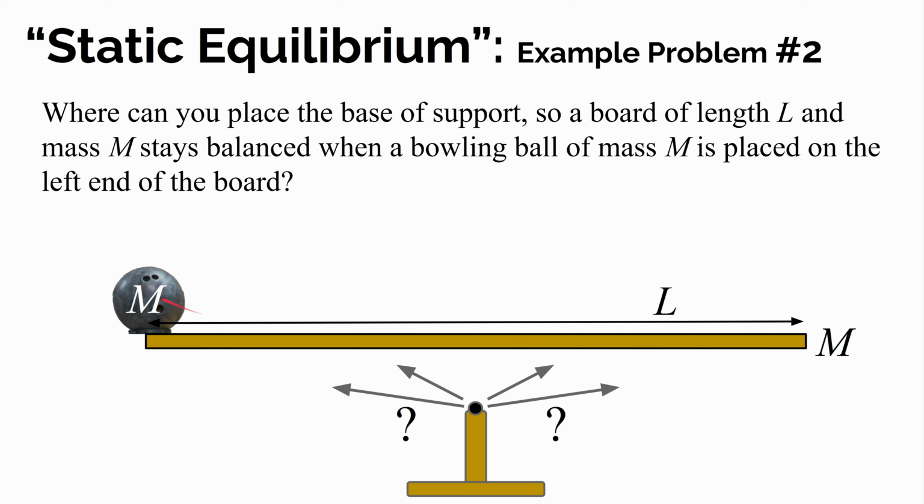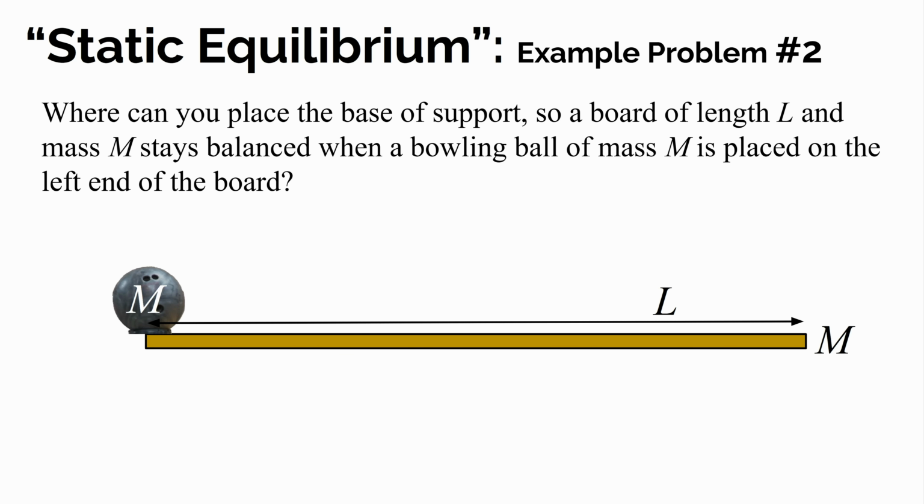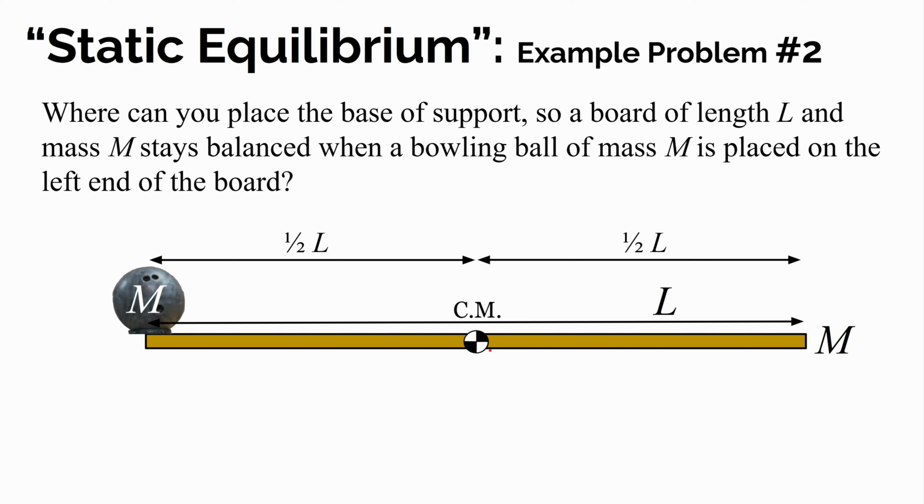We take a bowling ball that's the same mass as the board, and we put it on the left-hand side. And the question is, where could we put this base of support so that this board would stay in static equilibrium? It wouldn't move up or down, left or right, and it also wouldn't rotate. So let's think this through. Well, we know on this board, there's 2 significant forces. There's the gravitational force acting on the board's mass, which is at the center of mass location of the board.